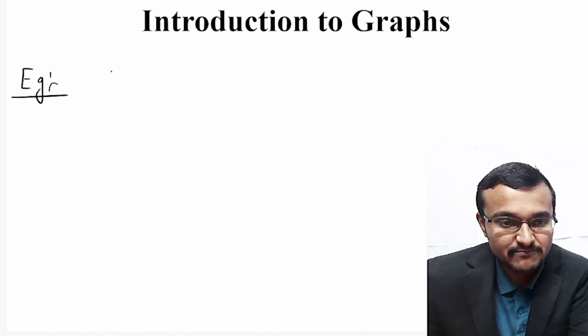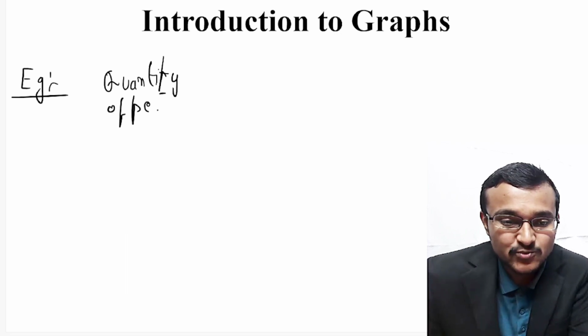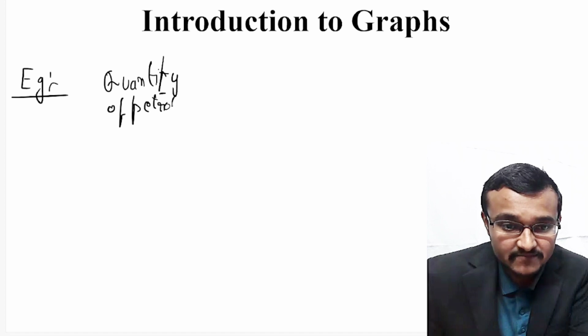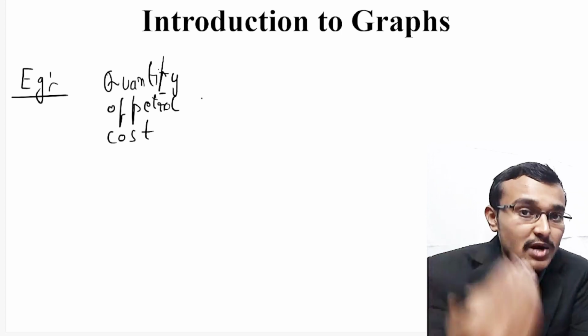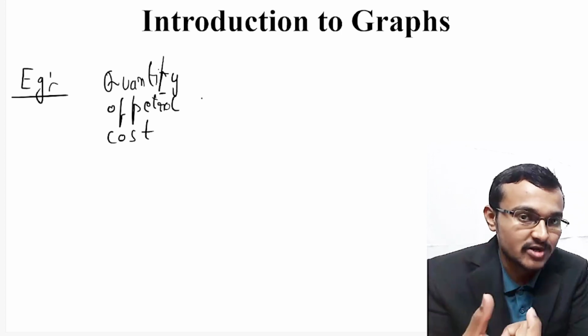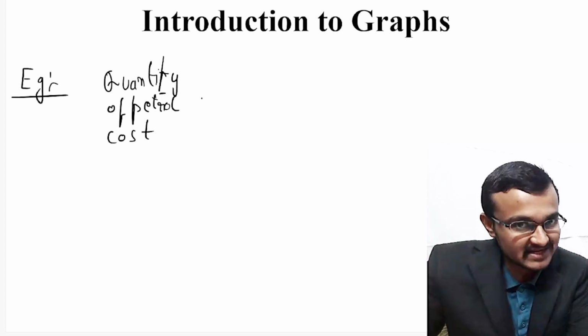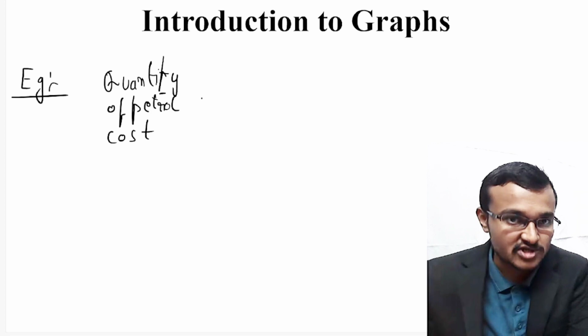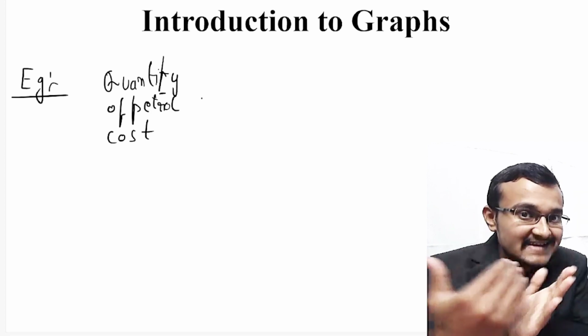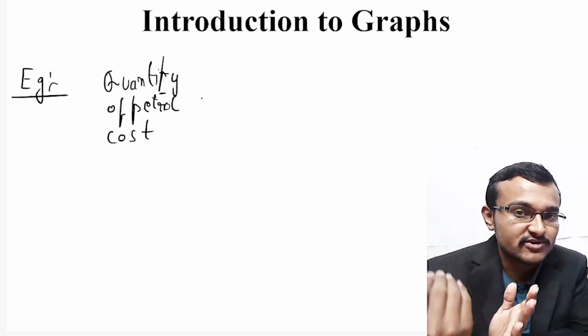So let us take one example, quantity of petrol. Let us take quantity of petrol as one particular independent variable, and the cost of this petrol based on the quantity. That means cost depends on quantity of petrol, because the more petrol you buy, the more the cost will increase, and the less petrol you buy, the more the cost will reduce. This is how linearity is there between quantity of petrol and cost.